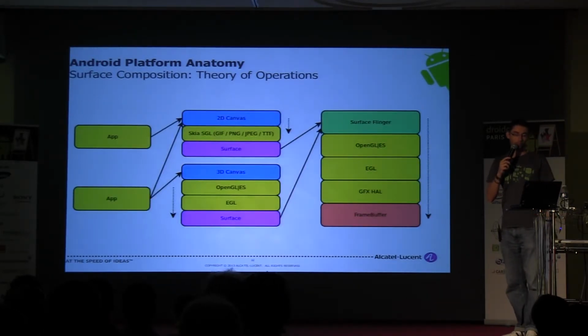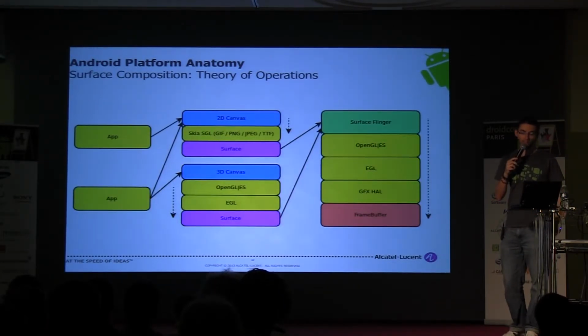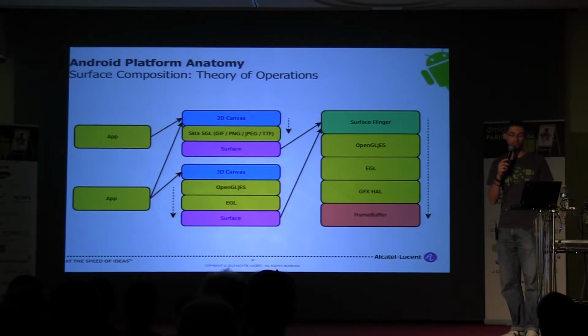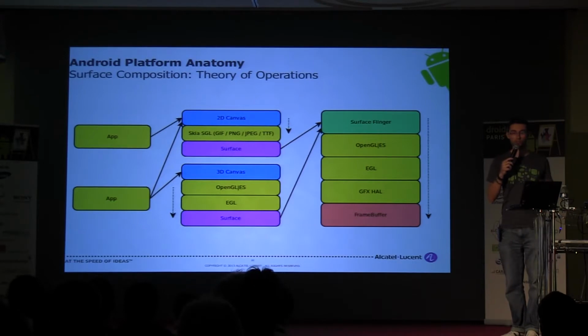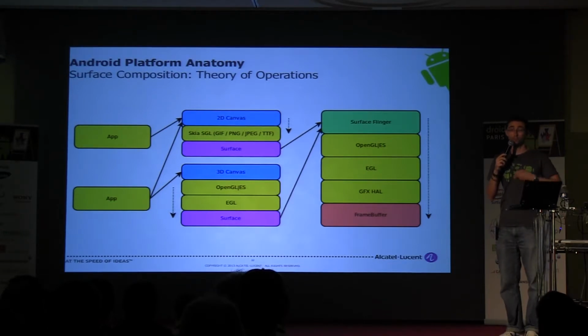So once again, how it works, whether it is 2D or 3D, what it does is create surface objects, and all these surfaces just go to Surface Flinger, which then uses the HAL in order to be able to draw what you want, whatever the device is.